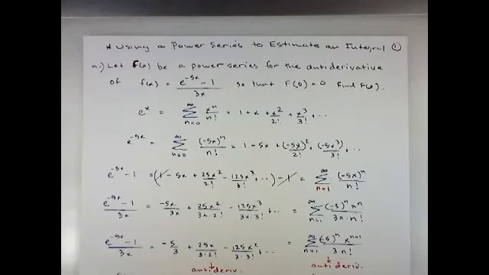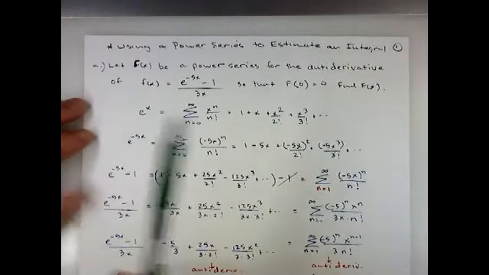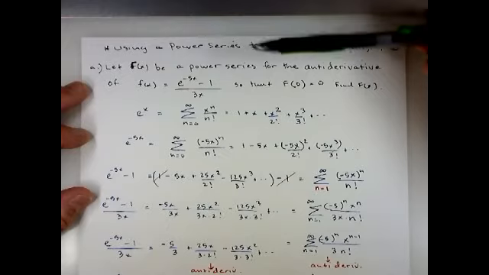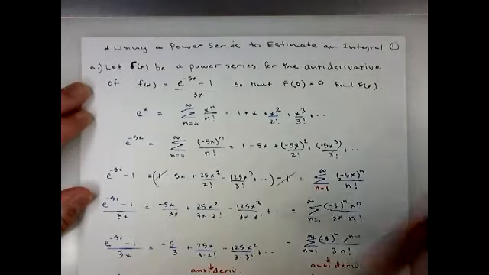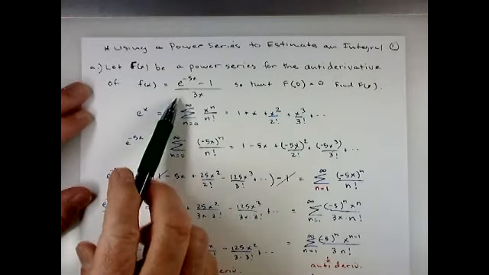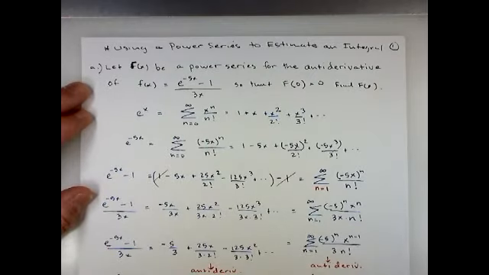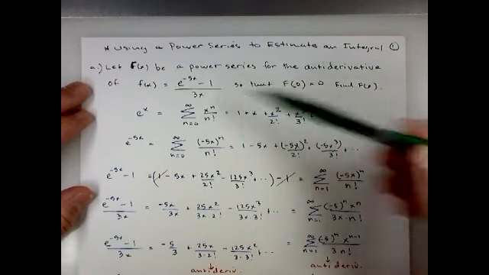Okay, in this video, we're going to use a power series to estimate the value of an integral. And so we're going to take this in parts. So the first step we're going to do is find a power series for the antiderivative of f of x equals e to the negative 5x minus 1, all divided by 3x.